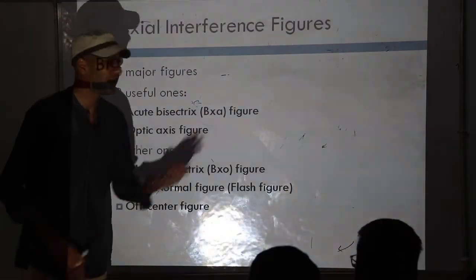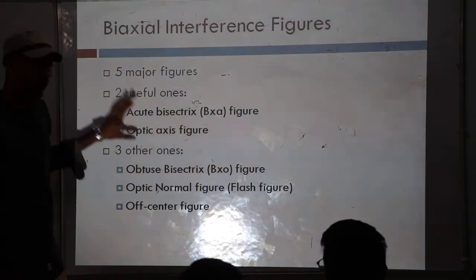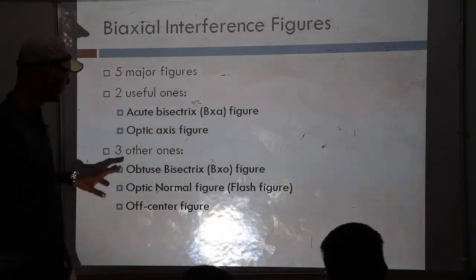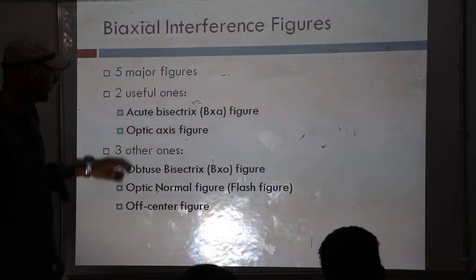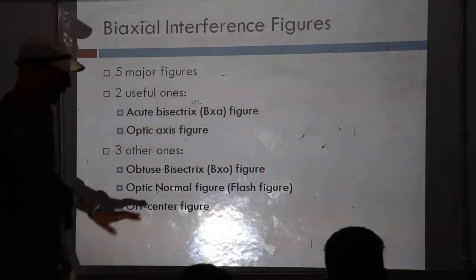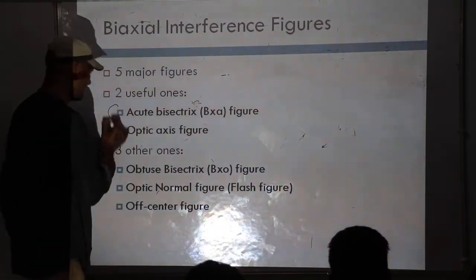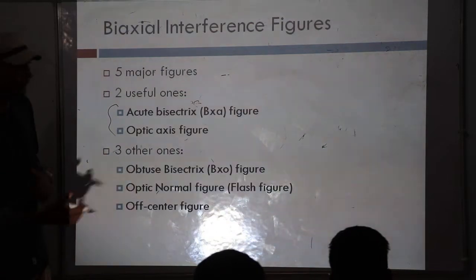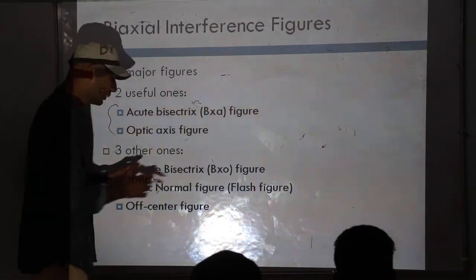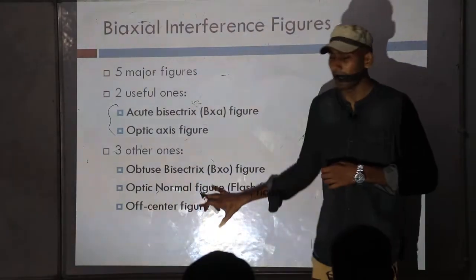You can see for biaxial interference figure, there are 5 major types: acute bisectrix figure, obtuse bisectrix figure, optic axis figure, optic normal figure, and off-centered figure. Out of these, only these two are mostly used to determine optic sign, and these are useful. We are not using these 3 types, right?